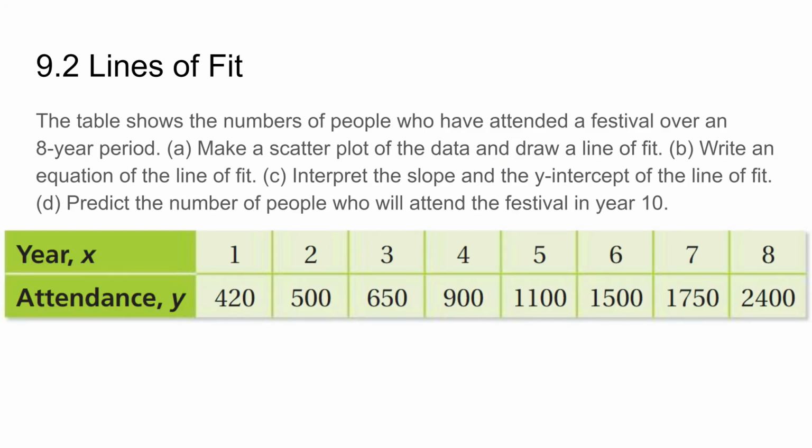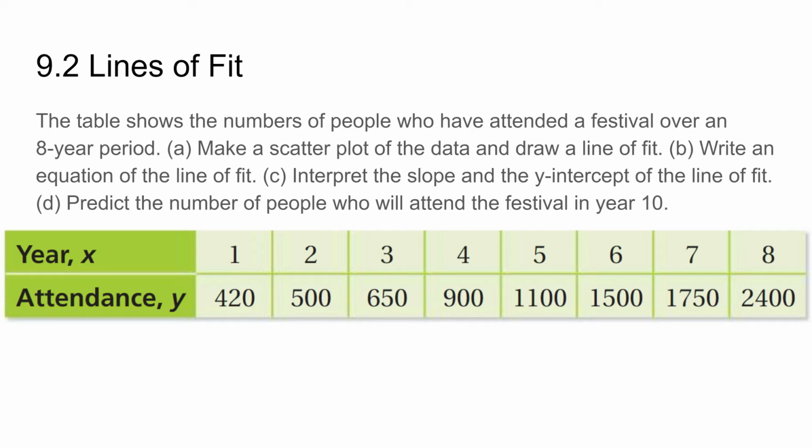All right, here's the next example. The table shows the numbers of people who have attended a festival over an 8-year period. Make a scatter plot of the data and draw a line of fit. Write an equation of the line of fit, and interpret the slope and the y-intercept of the line of fit. Predict the number of people who will attend the festival in year 10.